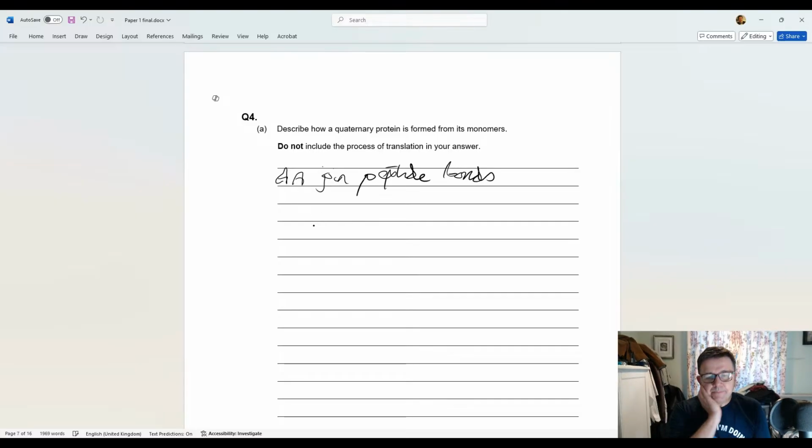How do they join though? You could say by condensation, so a condensation reaction, where a molecule of H2O is released. Then how do you get the secondary structure? For the secondary structure, it's hydrogen bonds. So you get hydrogen bonds forming the secondary structure.